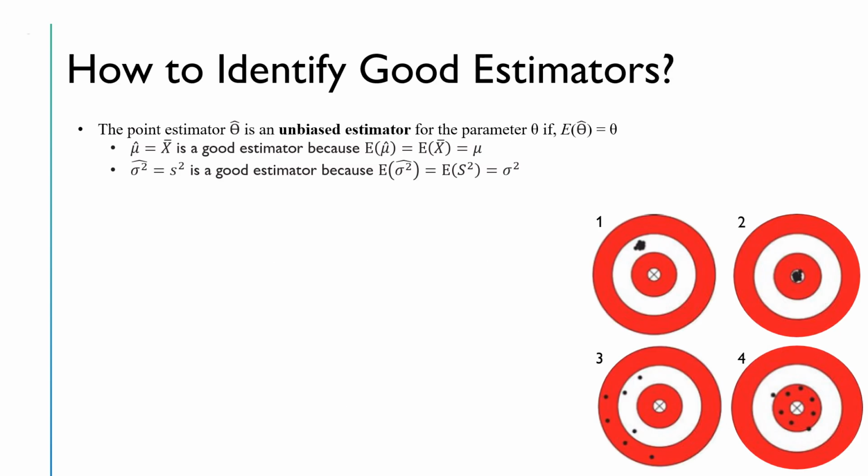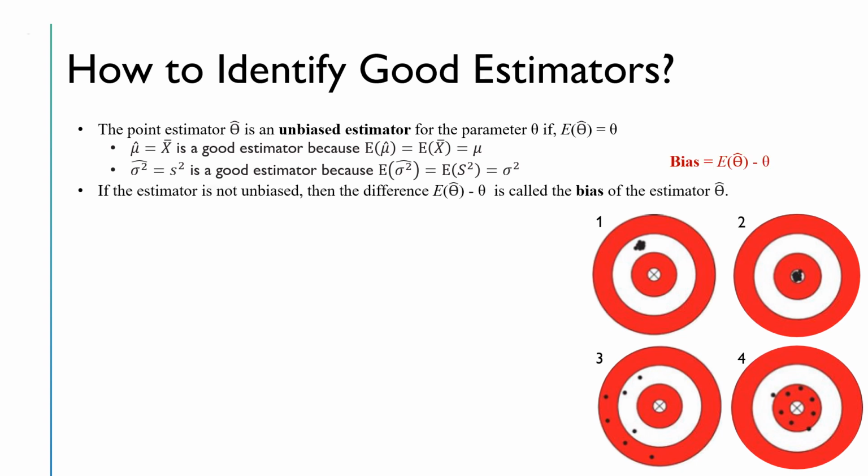A point estimator is considered unbiased if the average of its estimates over repeated random samples equals the true population parameter. In other words, the expected value of the estimator matches the true parameter. This means that, on average, the estimator does not systematically overestimate or underestimate the parameter. It provides accurate estimates in the long run.